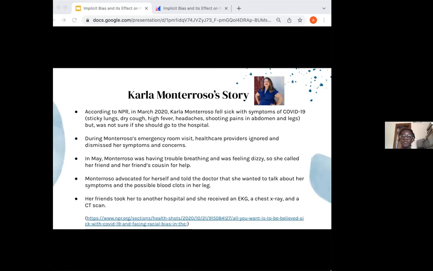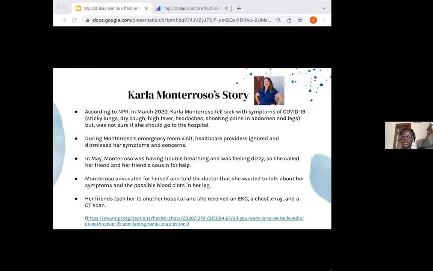When the doctor came back, all he wanted to talk about was her tone and her friends. She advocated for herself and told the doctor that she wanted to talk about her symptoms and the possible blood clots in her leg and requested a CT scan. The doctor refused and said that the CT scan is right next to her breast tissue. So he's only giving her a CT scan if she's comfortable with getting breast cancer. So she says she's fine getting breast cancer so she can get the test, but he never ordered it.